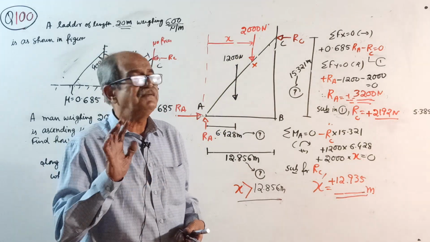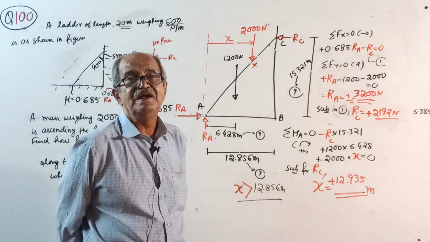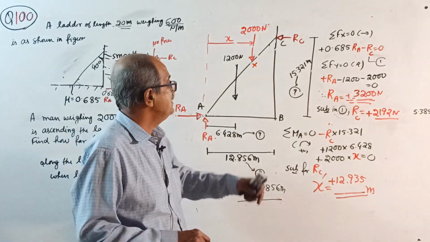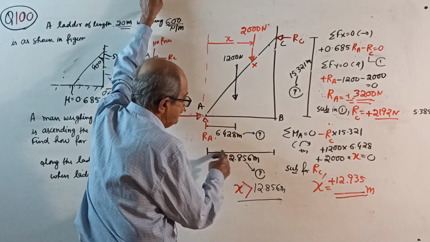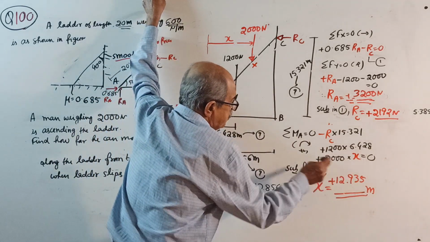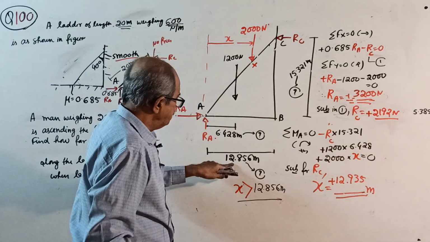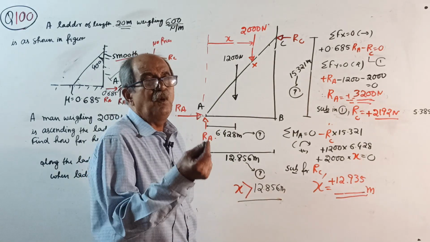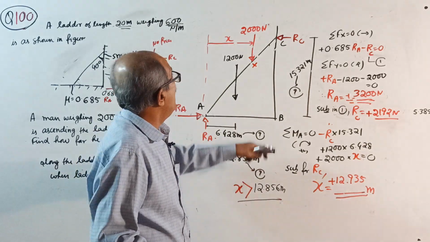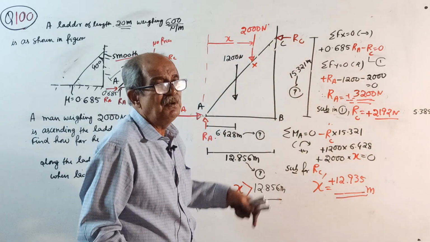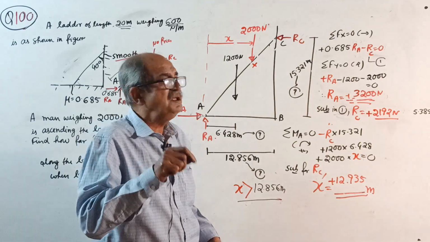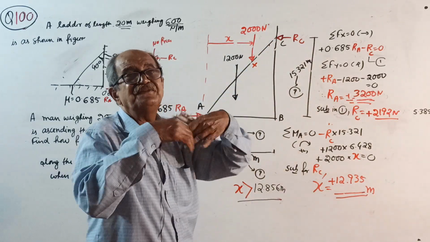So, safe. Now, one minute. This question is set by me for a narrow escape. See here, 12.856, 12.935. 12.856 is almost 12.9, the difference is 0.1 meter. The man has just reached the top. The ladder is almost about to slip, but luckily he will escape.